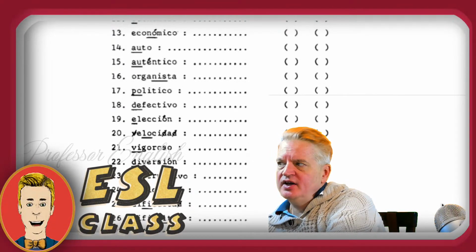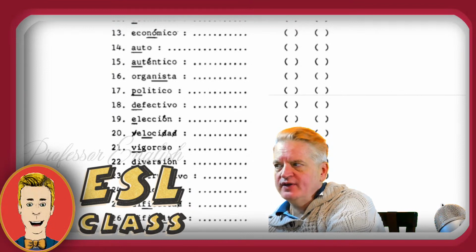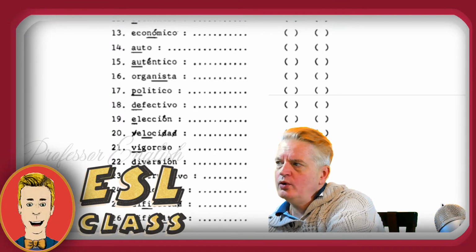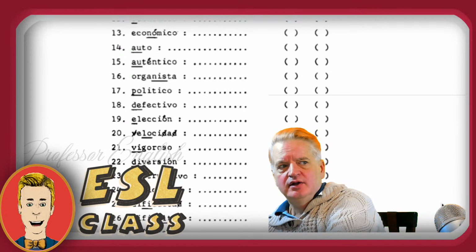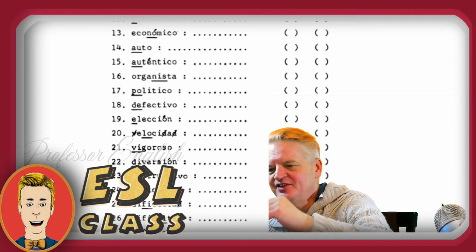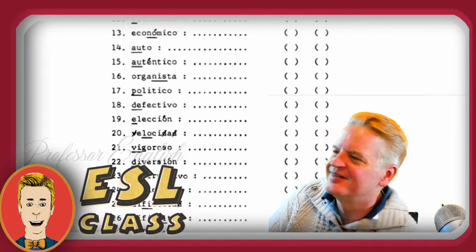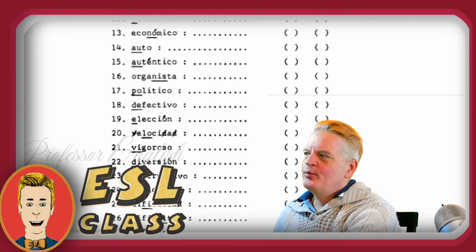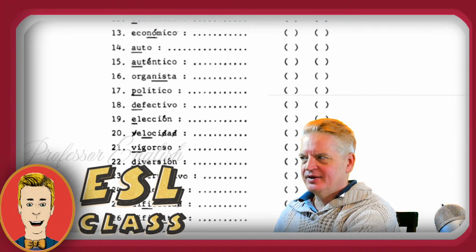15. Auténtico, and then the syllable they want to focus on is au. 16 is organista, and the syllable is Niece. It's funny, I just read about syllable divisions and I'm totally messing it up. I guess I don't learn easily. 17 is politico, and the syllable is po.